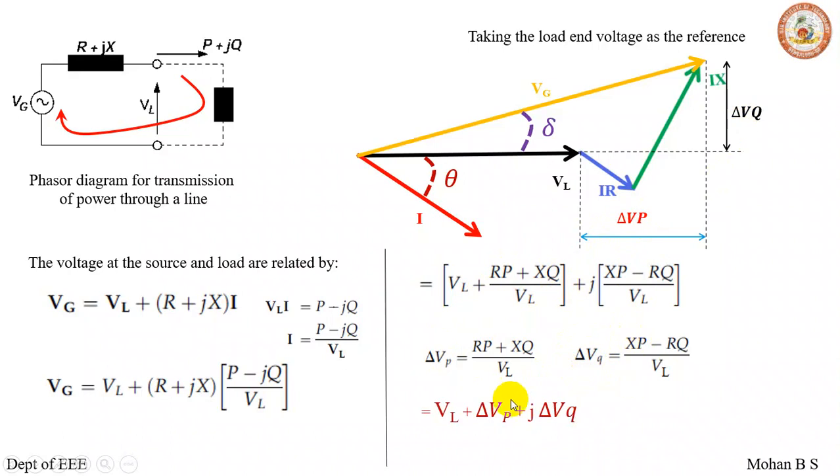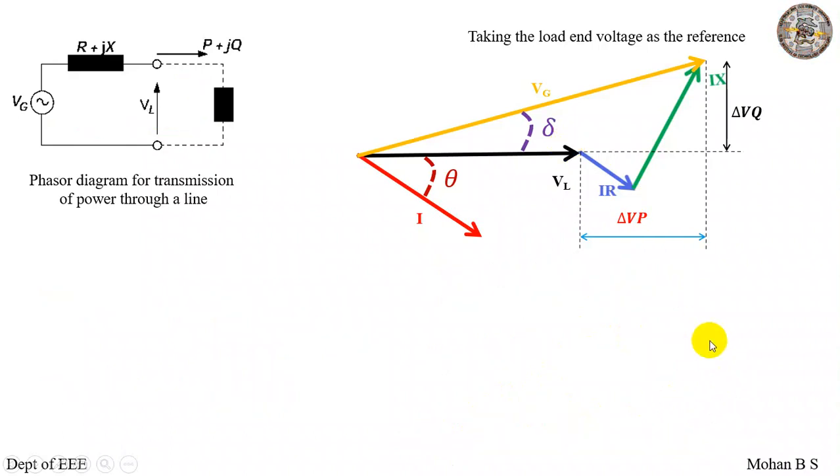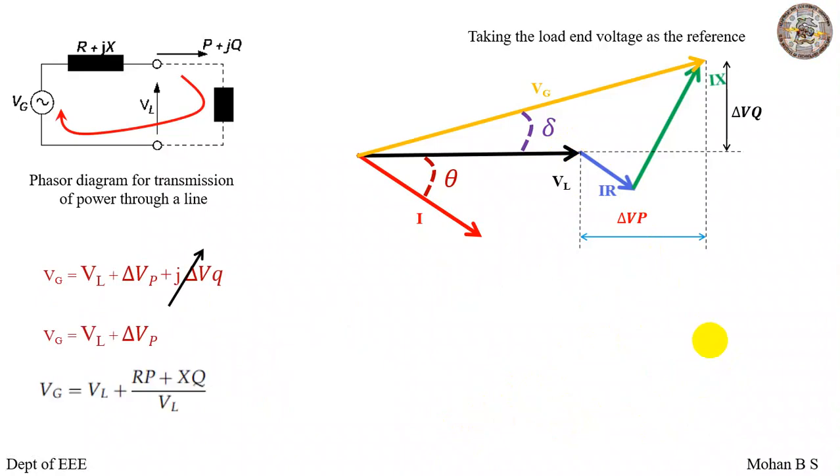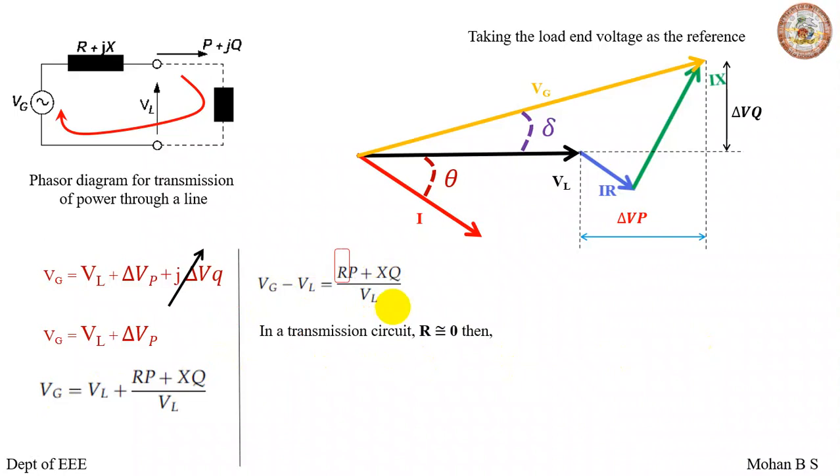So thus we can write VG as VL plus delta VP plus j delta VQ. If delta, this angle, is very small, as is usually the case in a distribution system, as we told earlier, that goes to 0. Thus we can say VG is equal to VL plus delta VP. So solving it further, we get Vg minus Vl as (Rp plus Xq) by Vl. And what is this R? So this R is nothing but the resistance of your transmission line, and we assume that that is actually 0 and it's more inductive in nature. Thus the equation further reduces to Vg minus Vl is equal to Xq by Vl.